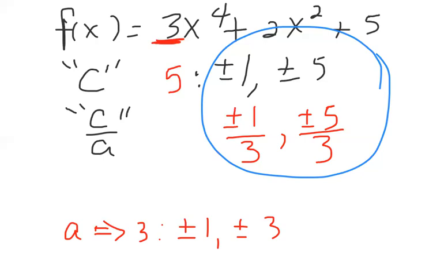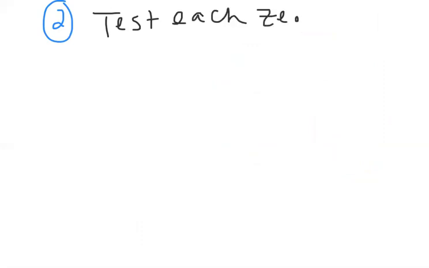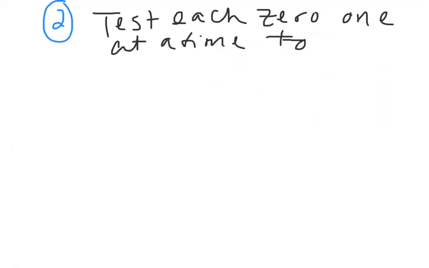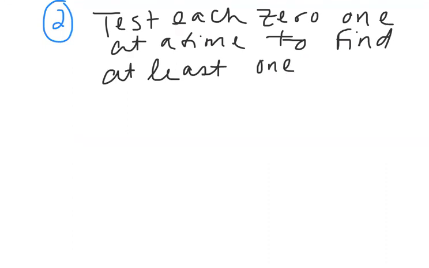That, by the way, was just step 1. Here comes step 2, everybody. Now, step number 2, we are going to test each zero one at a time to find at least one zero of the polynomial.